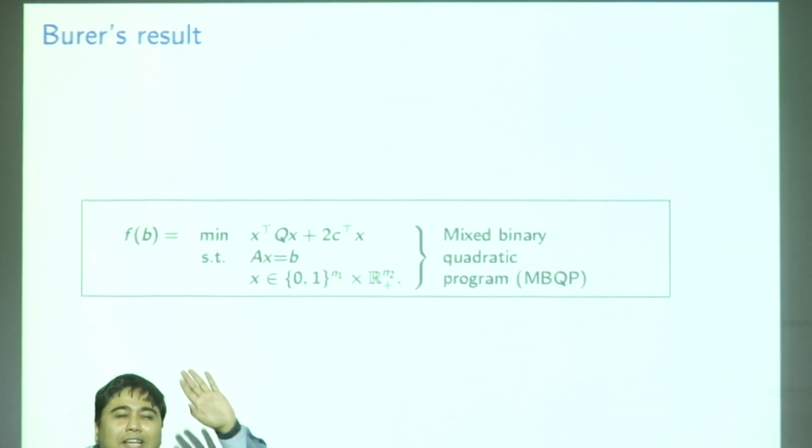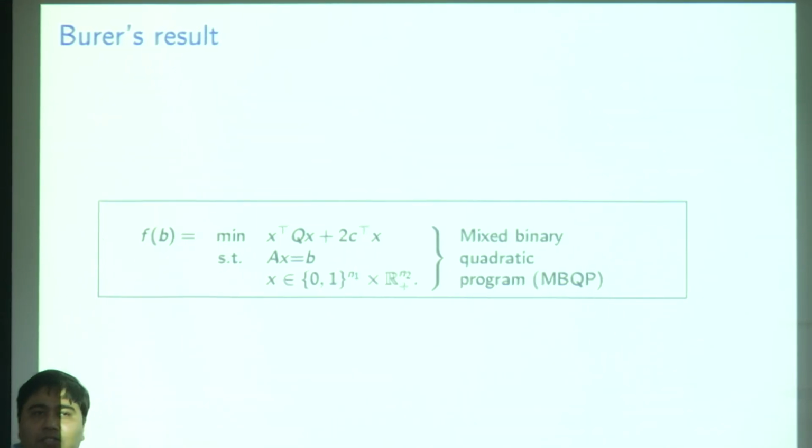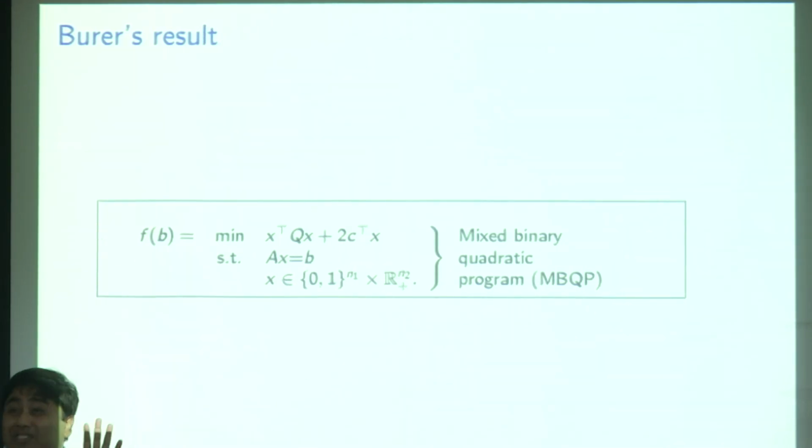So let me just, because I didn't want to rush through, I just want to give you a sense. The next few slides, I warn you, are an overload of notation. I don't want you to remember the notation. I just want you to get a sense of what's going on. So that's why I have the next few slides. So this is our mixed binary QP again, and this is how Sam Buehrer constructs this conic program.